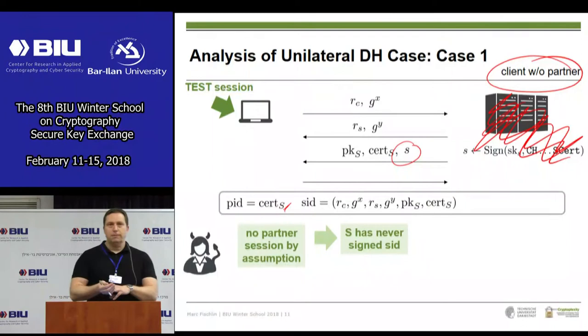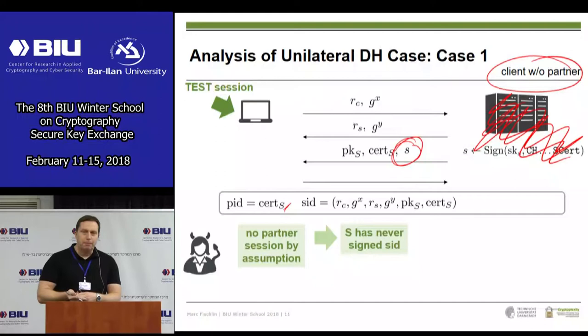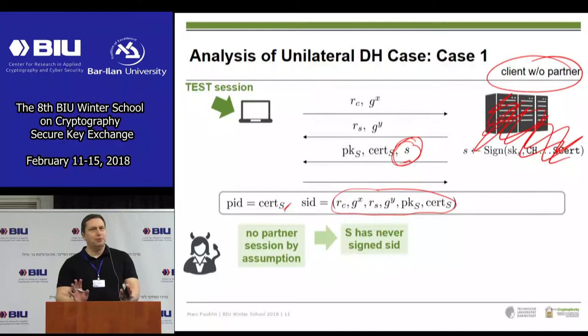Creating a valid signature under someone's key is a forgery, right? So this means, if you assume that the signature scheme is secure, and that's what we do, this case cannot happen. There can't be such a session unless you are able to forge signatures. Good. No such thing. You cannot even test it.